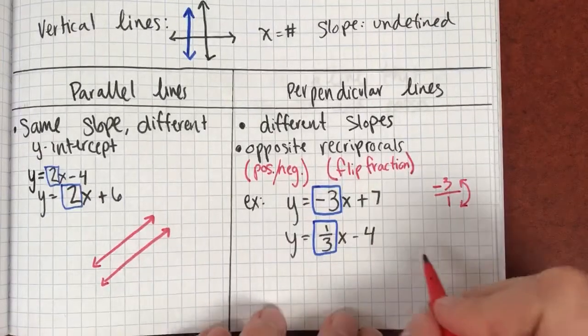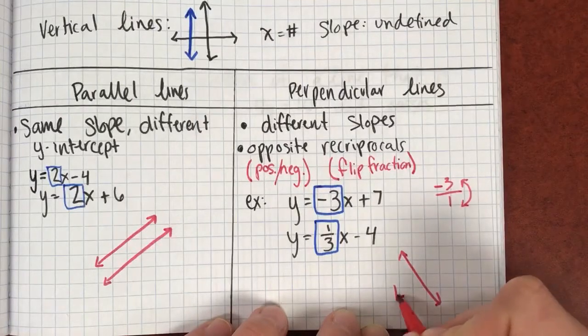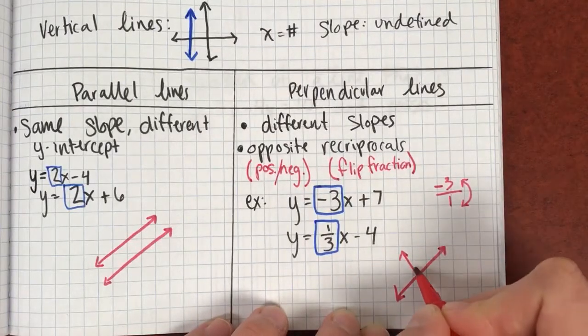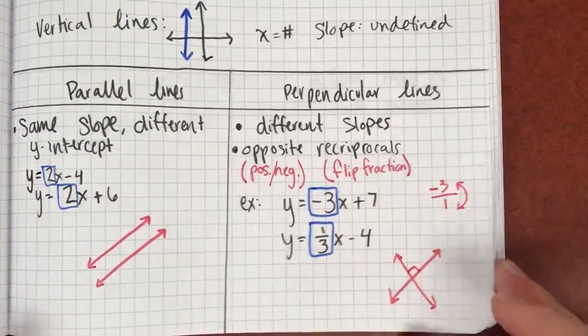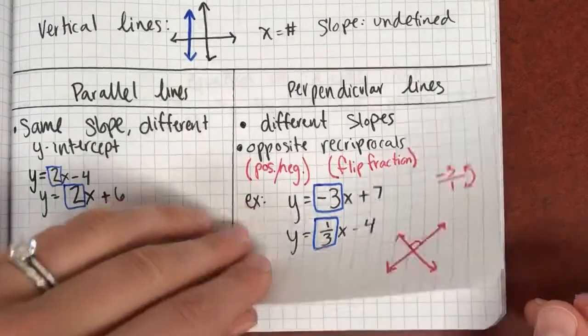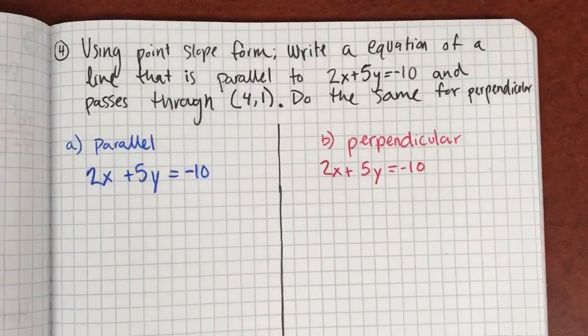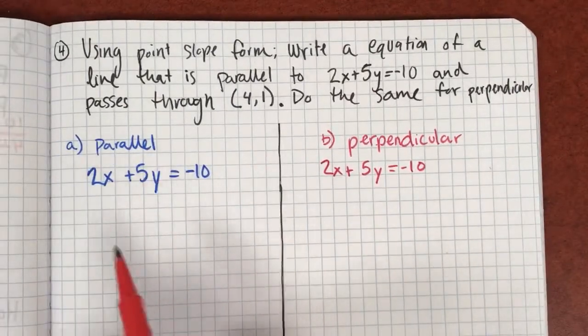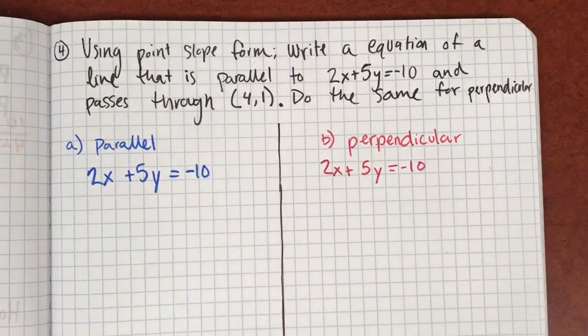And whenever these lines are perpendicular, they always intersect at a right angle. And that's why it's so important that we know that, because later on we'll need to know that right angle. Okay, so we're going to do this example, same equation, but we're going to find a line that's parallel and we're going to find one that's perpendicular.